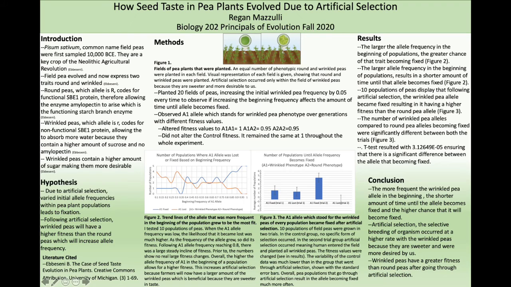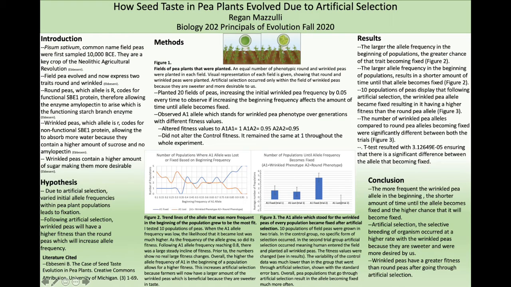Here's my biology project on how seed taste in pea plants evolved due to artificial selection. So the word evolution is used in biology to describe the change in the heritable characteristics of biological populations over successive generations. And today we know of many things that have evolved. Us as humans have evolved, other animals have evolved, and yes, even some plants have evolved.